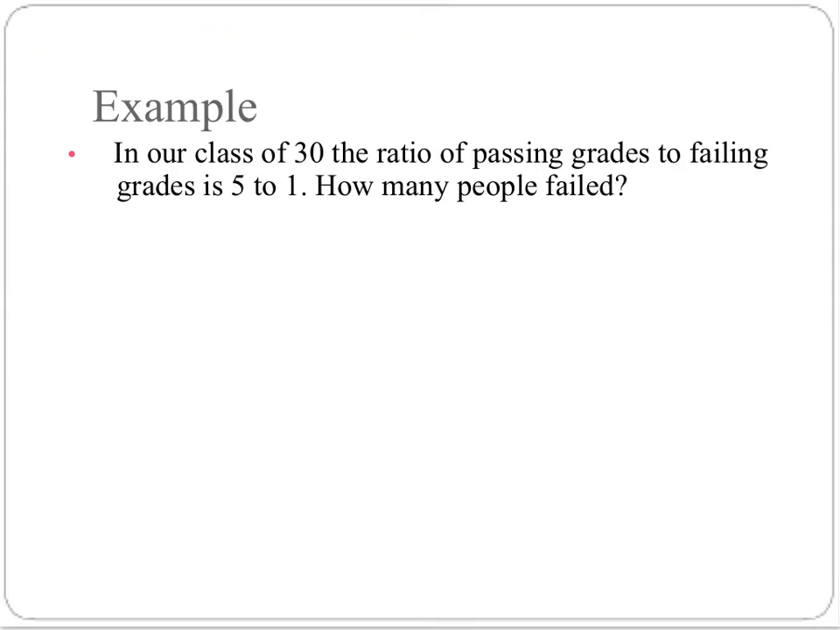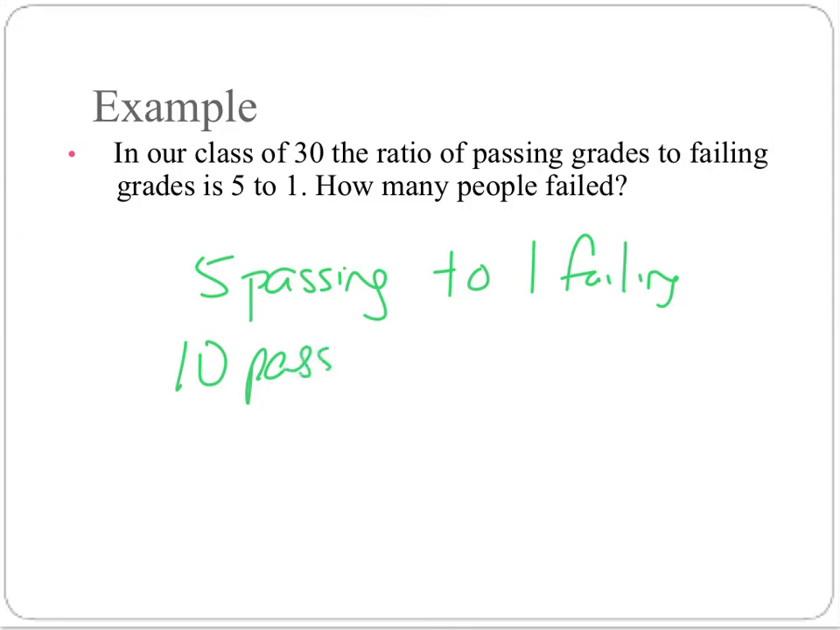Here's an example. You don't have to put this in your notes, but do pay attention. We're talking about the ratio of passing grades to failing grades. So every 5 passing grades would give us 1 failing. That's how you read this. So if there's 10 passing, there's 2 failing. If there's 20 passing, 4 failing.